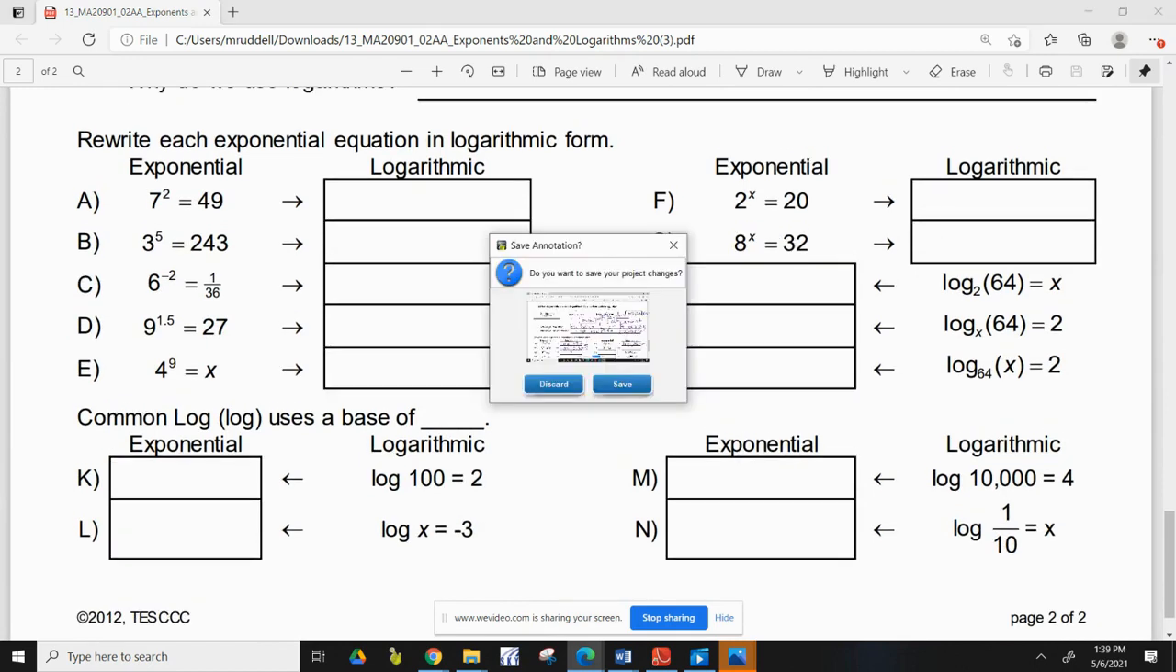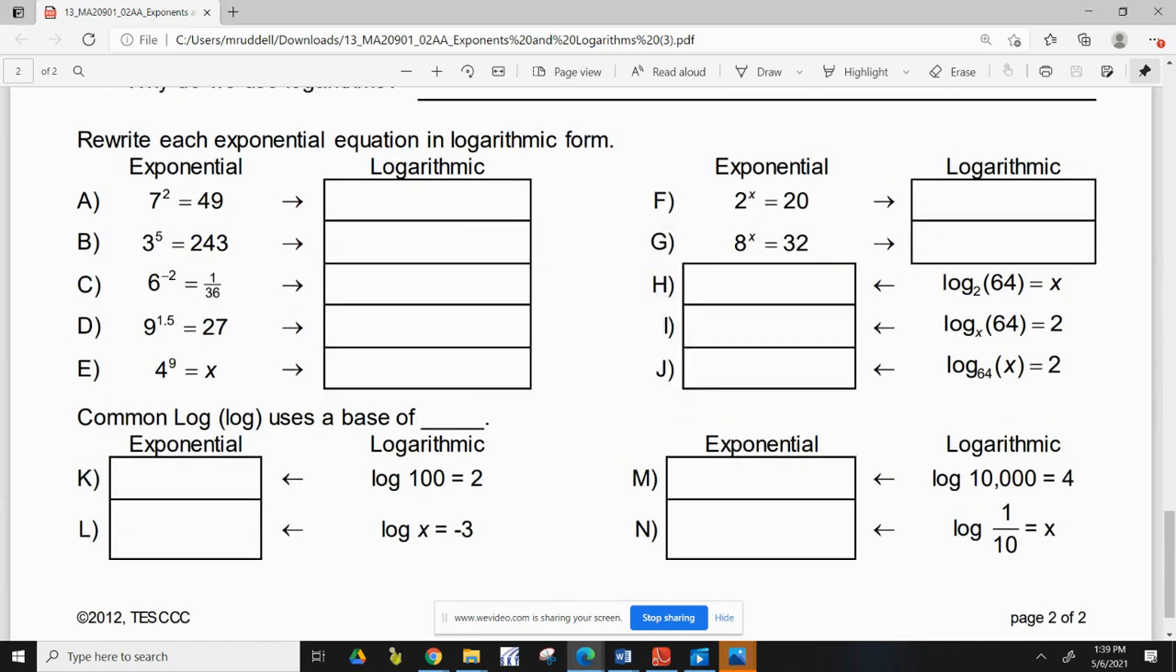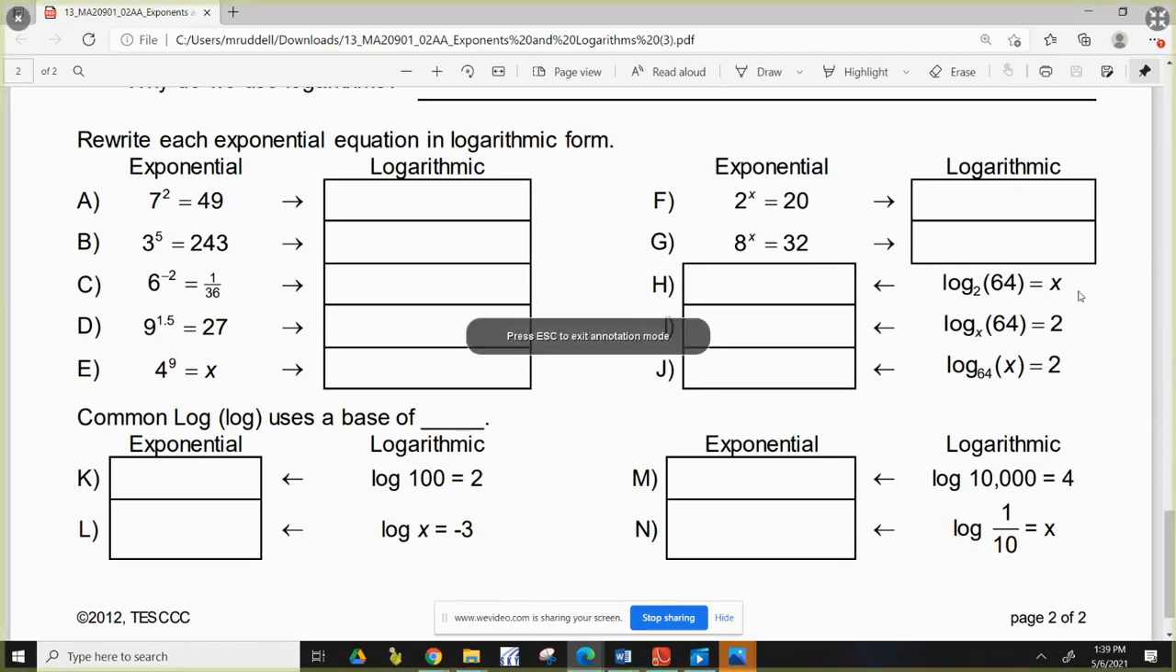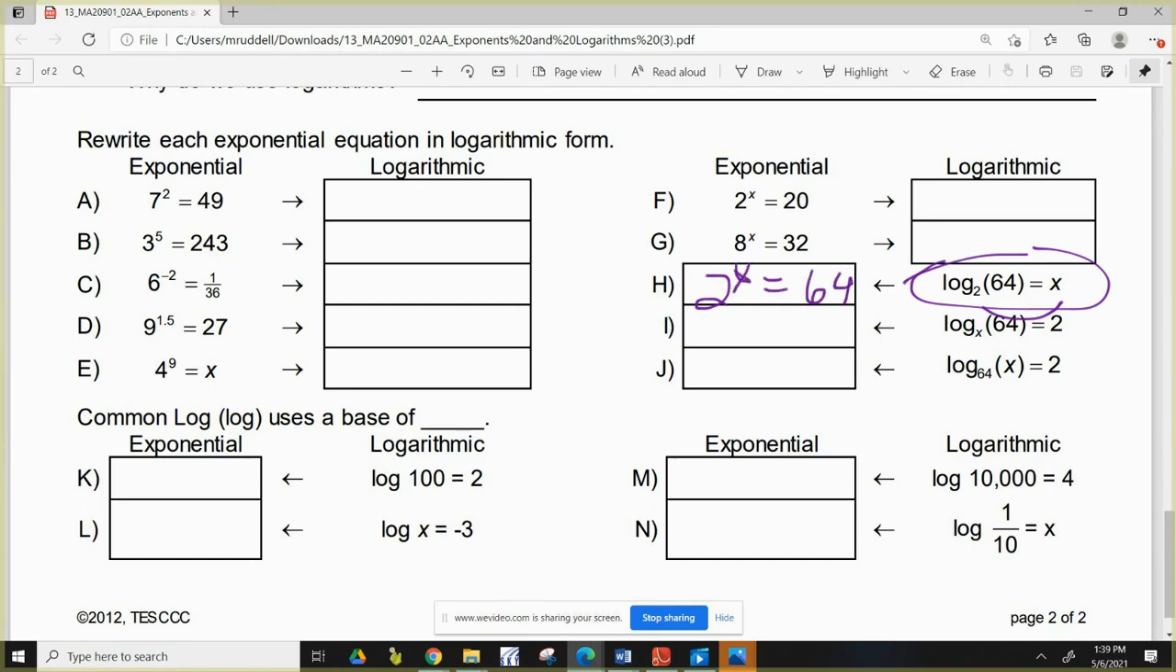Now let's look at the other way, from logarithm to exponent. Two to the power of x equals 64. The whole goal of a logarithm is to isolate that exponent. Base x, exponent is 2. This one, the base is 64, the exponent is 2. That's how you rewrite them.